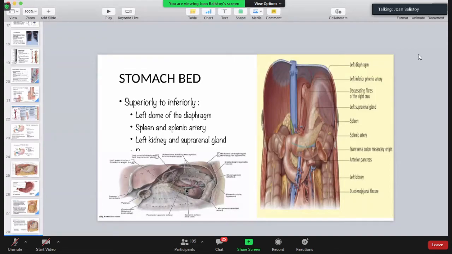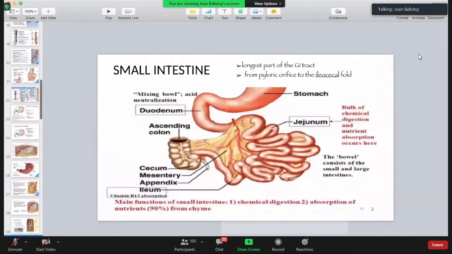Okay? Now, what is the innervation of the stomach? Parasympathetically, it is via the vagus nerve. Sympathetically, it is via the celiac plexus through the greater splanchnic nerve. So, whether it is sympathetic or parasympathetic. Okay? So I hope the stomach is clear. Let us now go to the small intestine.